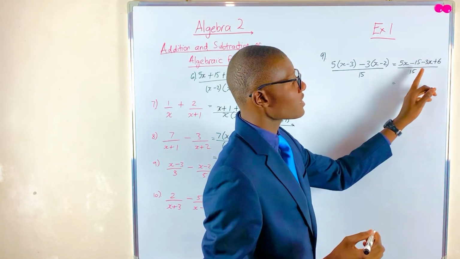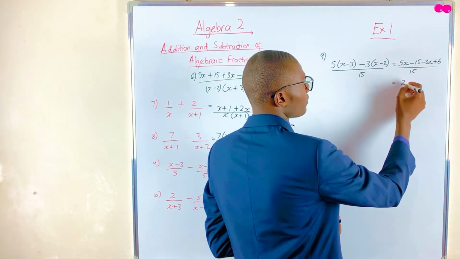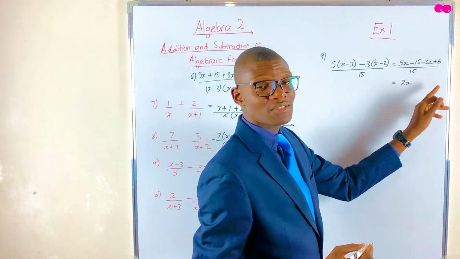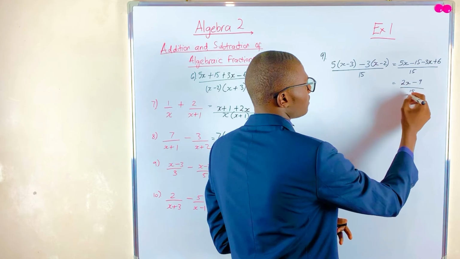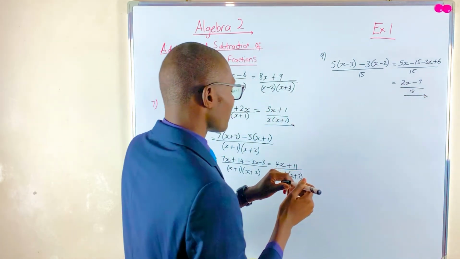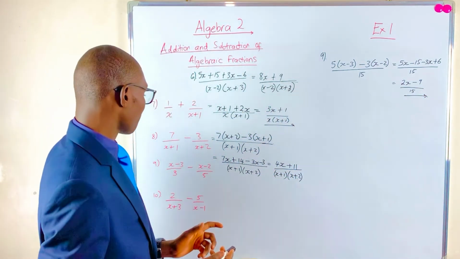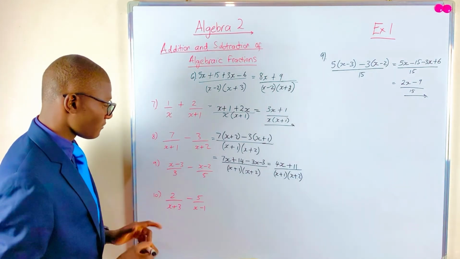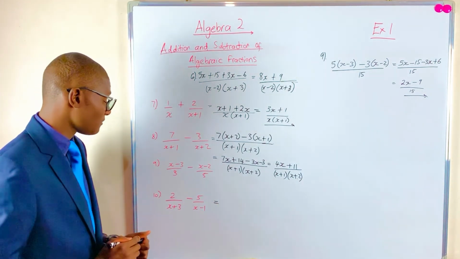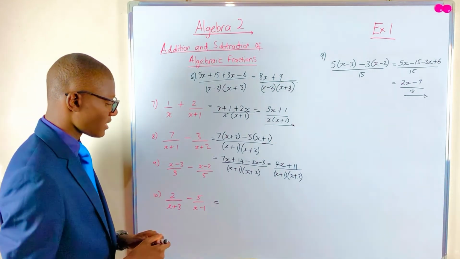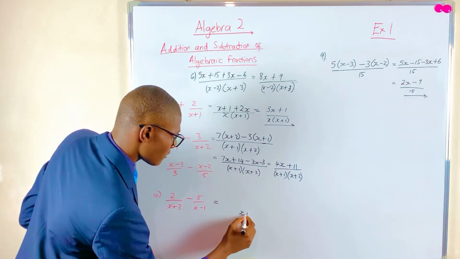And then 5x minus 3x, we get a 2x. Then minus 15 plus 6, we get minus 9. This will be over 15. So this is the final result that we get for number 9. Then now moving on to number 10. Right. Finding the common denominator first. This will be x plus 3 times x minus 1.